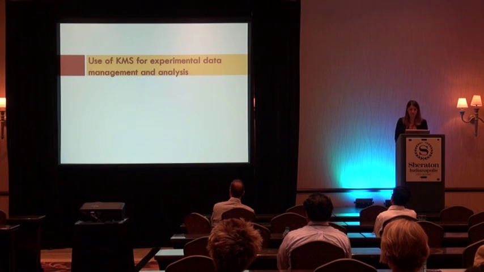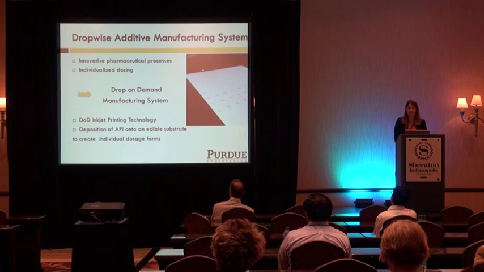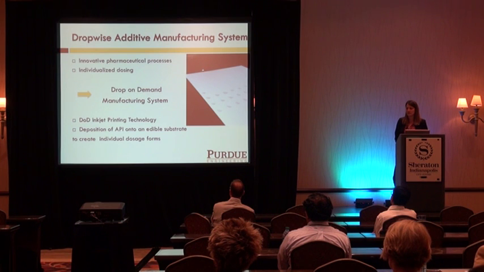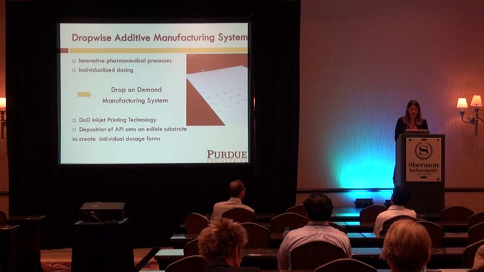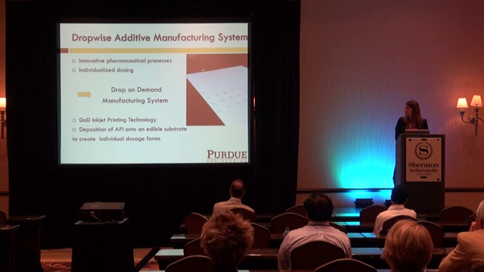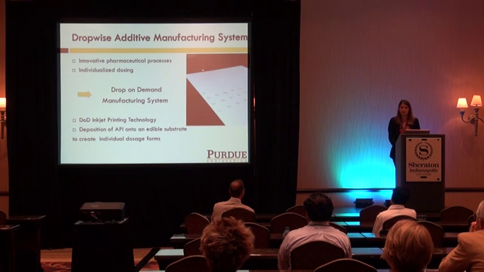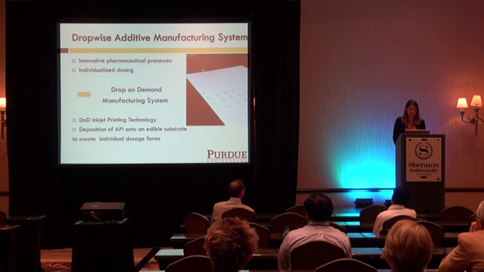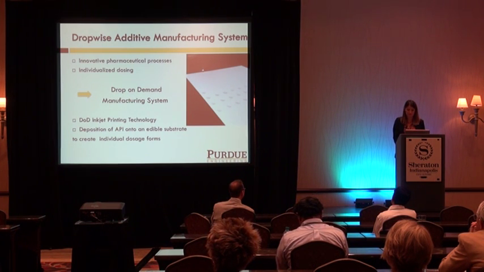So after this introduction, now I will explain how we use this KMS for experimental data management and analysis. Our system is a Dropwise additive manufacturing system. We developed this system at Purdue with an NSF Engineering Research Center for structured organic particulate systems, so basically for pharmaceuticals. This is an innovative pharmaceutical process which aims to produce individualized dosing. We are using drop-on-demand inkjet printing technology for the deposition of the drug onto an edible substrate to create individual drug doses.